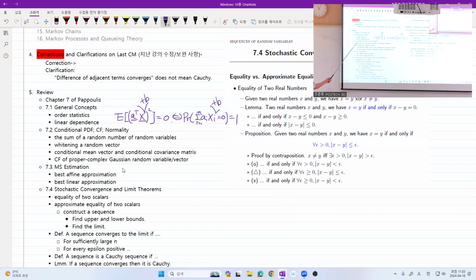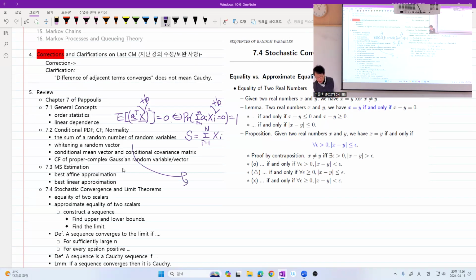In section 7.2, I emphasized the sum of a random number of random variables. So you have a sum S that is a random variable, which is a summation of a random number n of random variables. In that case, the behavior of the sum is much different from the deterministic, finite sum of a pre-specified number of terms. And then I covered whitening a random vector.